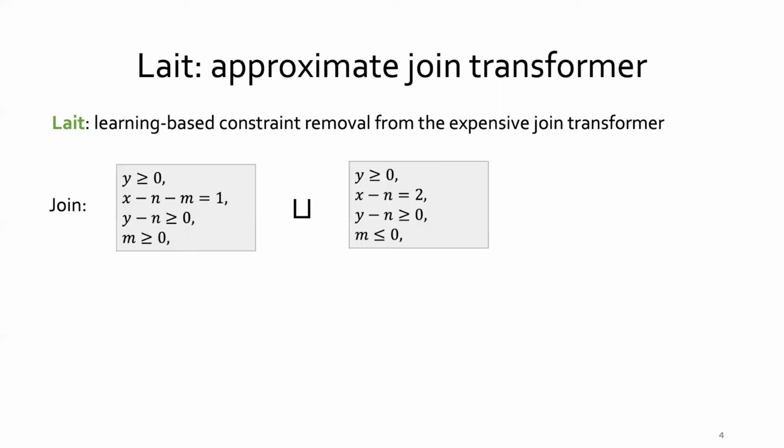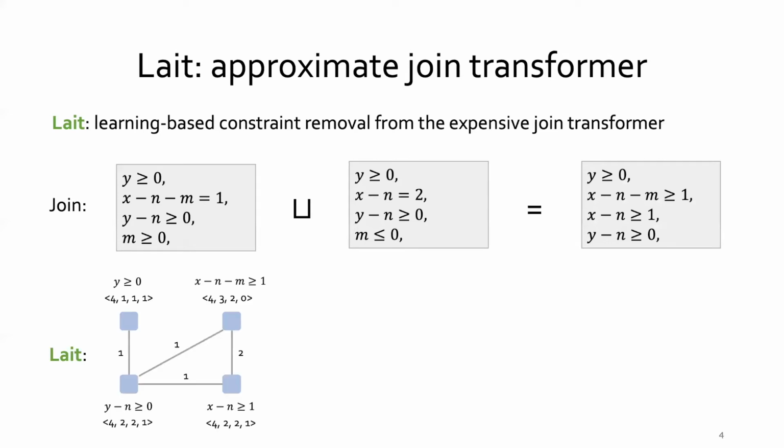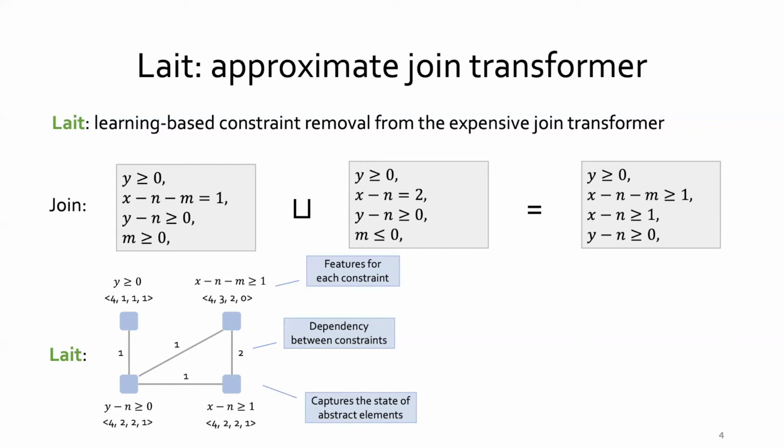The join transformer here computes an over-approximation of the union of the two abstract elements. Lait represents the join output with an undirected graph. Each node in the graph represents the extracted features for each constraint. Features include measures for precision and the complexity of the abstract element and the constraint. Each edge captures the dependency between constraints. For example, the value 2 here means that the connected constraints share two variables. The graph captures the overall state of the abstract element.